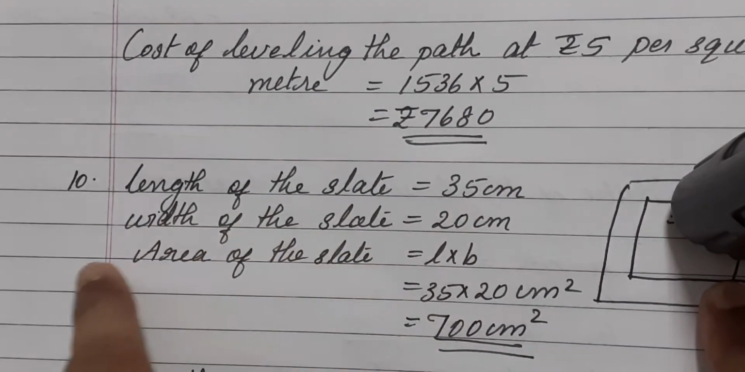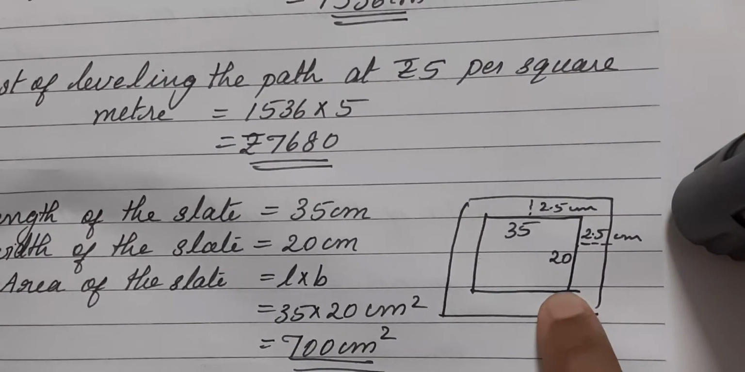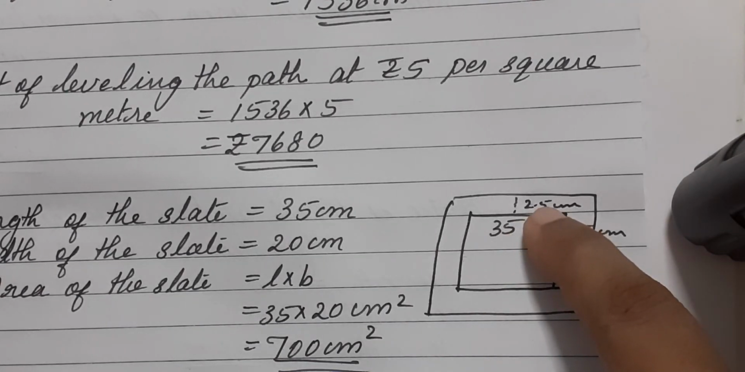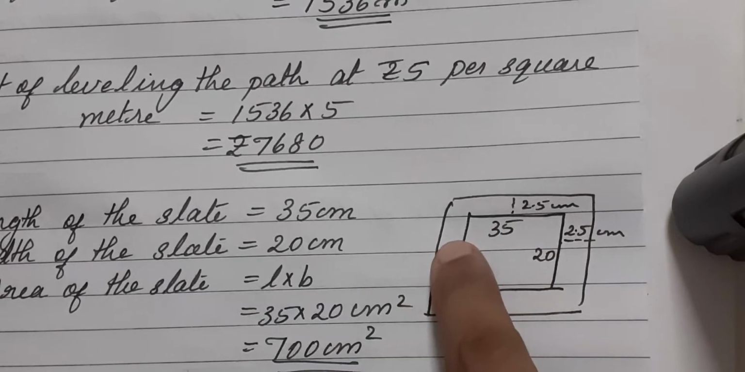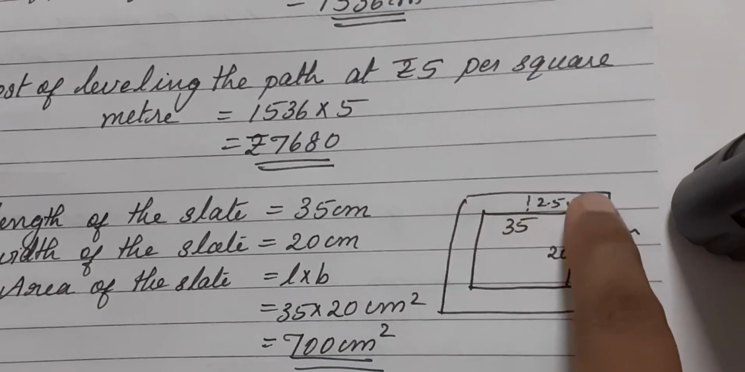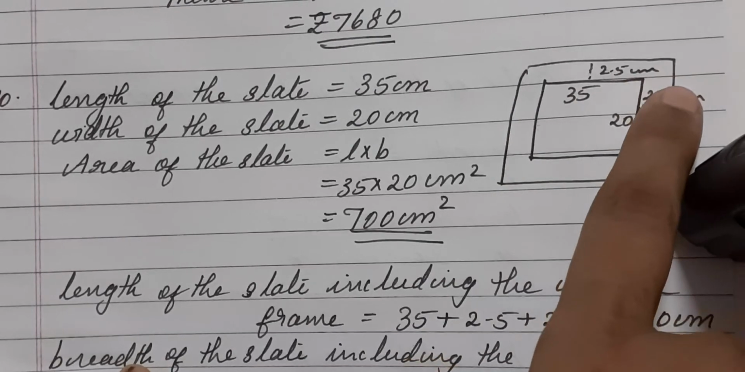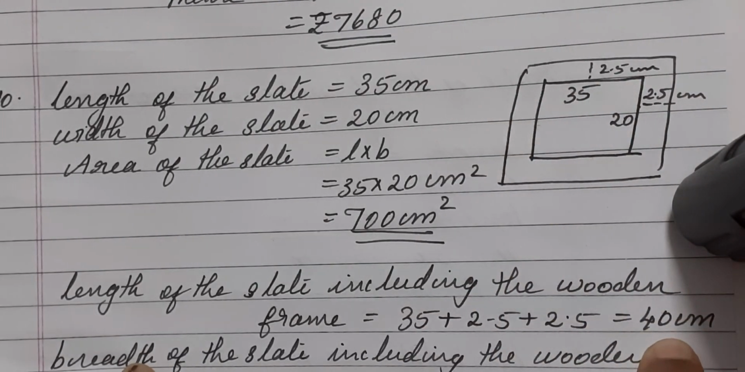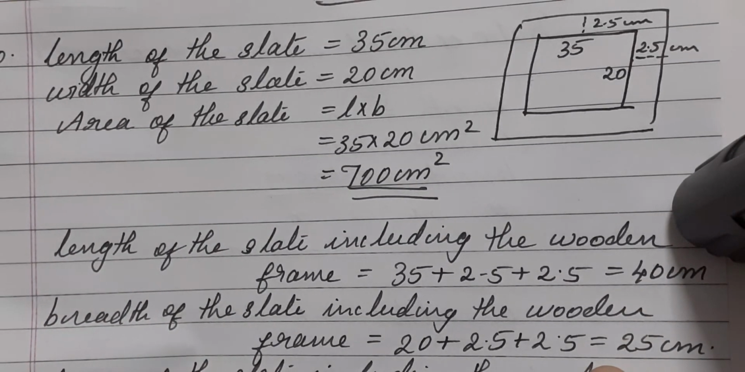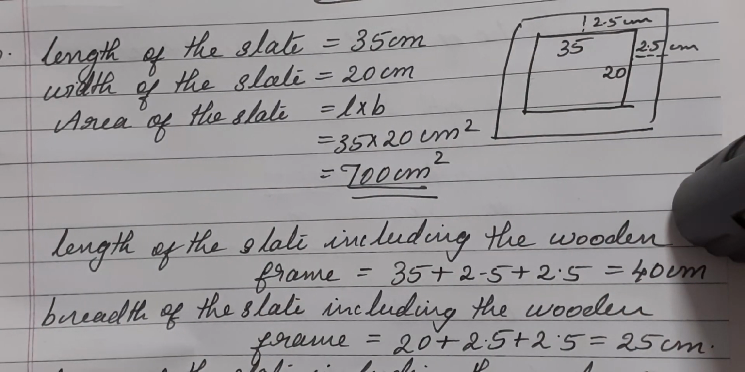Length, width, then area. Like this itself, write the steps and do. Now the wooden frame's width they gave us is 2.5 centimeter everywhere. So here, here, here and here all will be 2.5 centimeter. So the length of the slate including that wooden frame is 35 plus 2.5 plus 2.5, so you will get 40 centimeter. Then breadth also you have to calculate including the wooden frame: 20 plus 2.5 plus 2.5, you will get 25 centimeter.